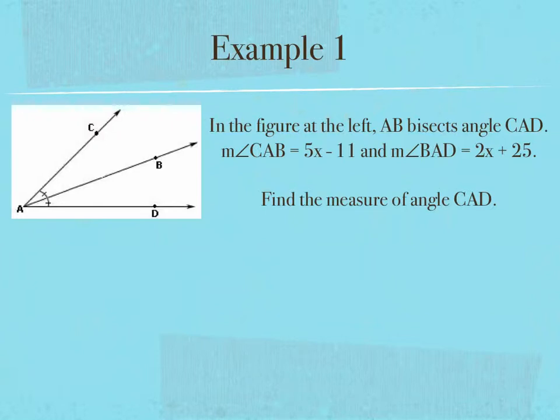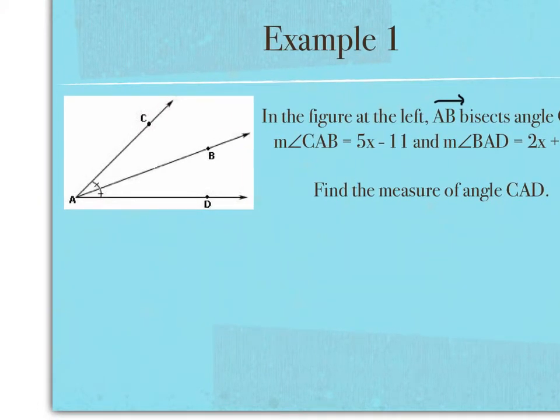In the figure at the left, AB, and that should be ray AB. Sorry, I forgot to go back and put the symbols in there. Ray AB bisects angle CAD. And then it tells me the measure of angle CAB. So again, this is making sure you know how to read your angles. Angle CAB would be this one, this top one. Everyone see where I'm getting that from?